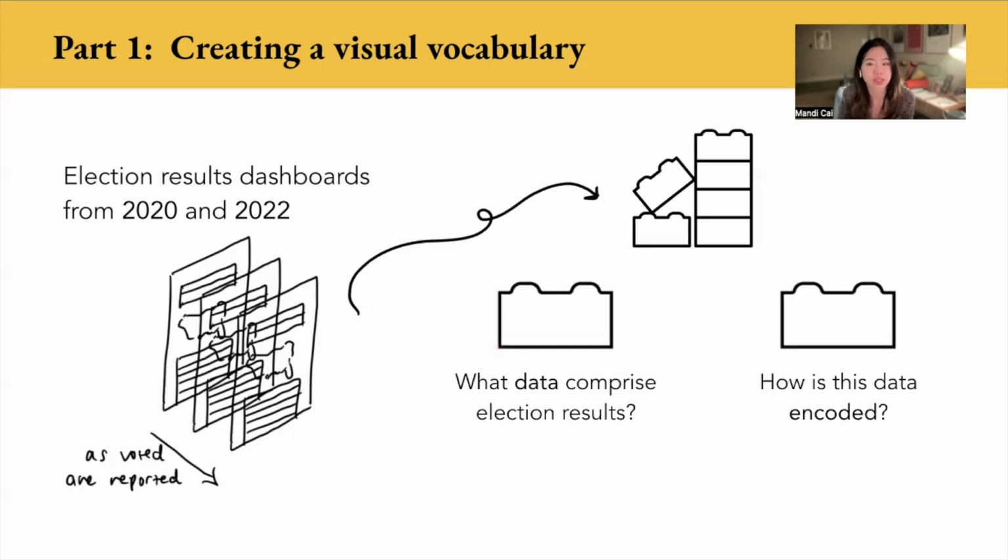We then boiled down these designs into building blocks to create that vocabulary. We ask these two questions: what data comprise election results, and how is this data encoded? Is it encoded through text? What marks and visual channels is it encoded through?